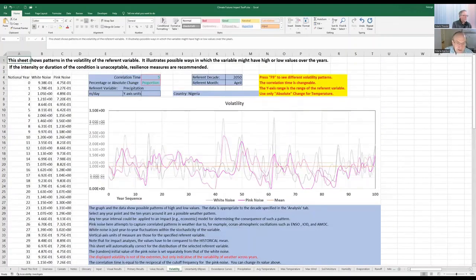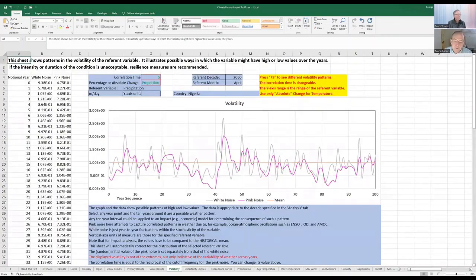Here's the volatility. And so this does not represent 100 years. You can pick any 10 years you want, and this will show a possible, I call it a motif, but a pattern of volatility you'll see. One is pink noise, whether the volatility is associated with something like the El Nino, the ENSO cycle, versus the idea of whether it just randomly occurs year to year.